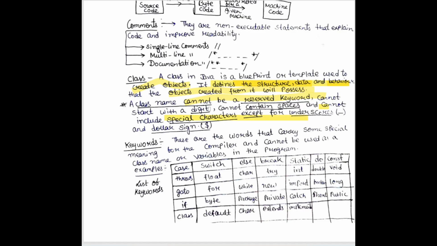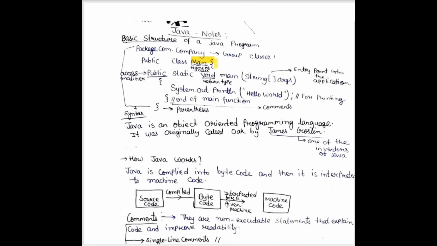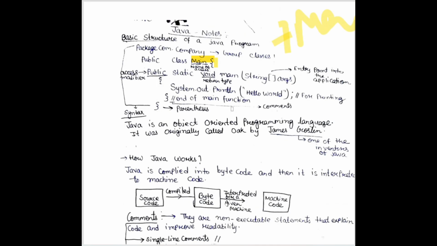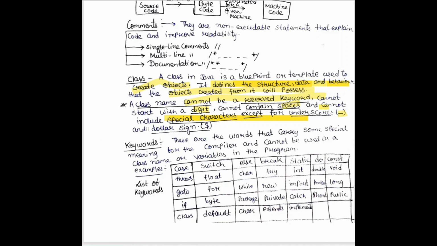It cannot start with a digit. Like अगर मैं चाहूँ कि class 7main लिख दूँ, no, it cannot start with a digit. It cannot contain spaces. Space नहीं हो सकता है. It cannot include special characters, but yes, two special characters are allowed. That is underscore and dollar sign. Underscore and dollar sign are allowed.